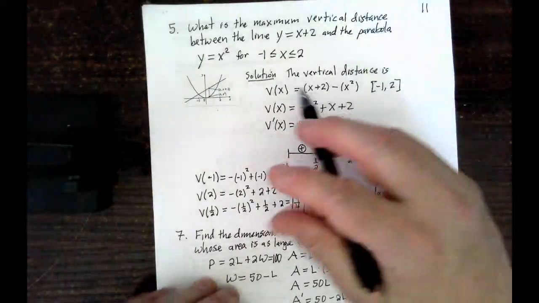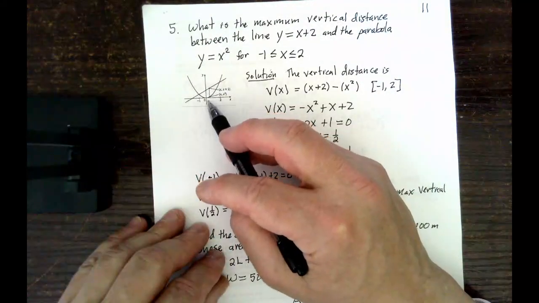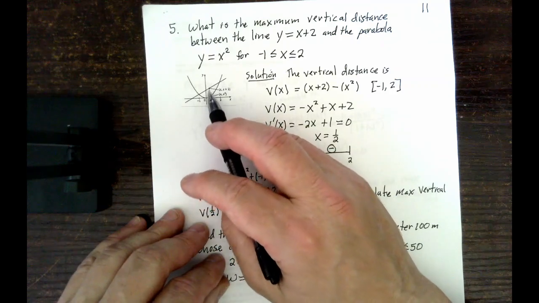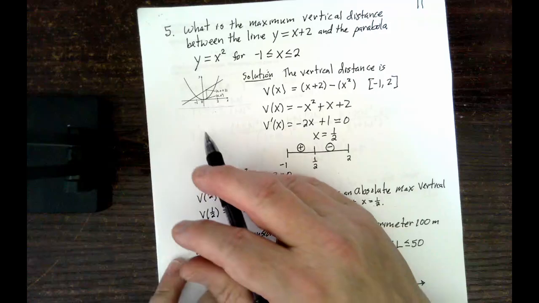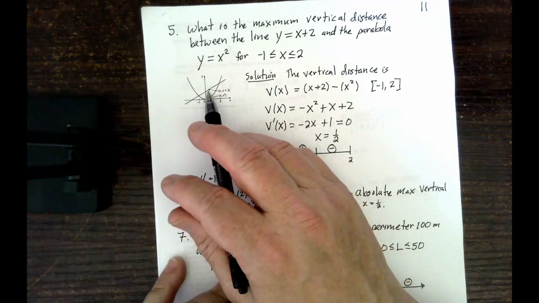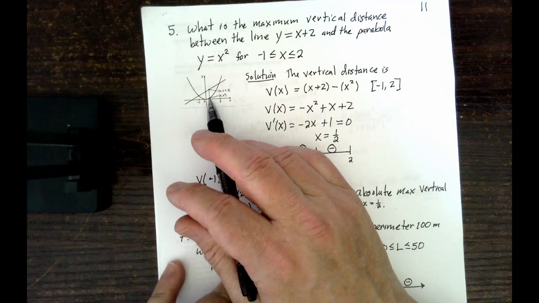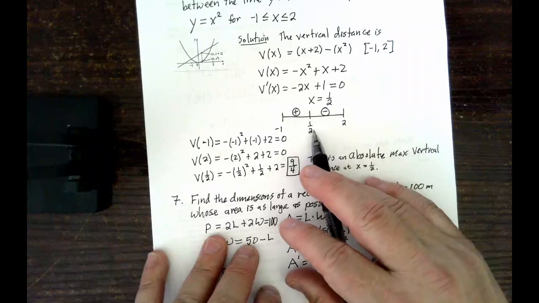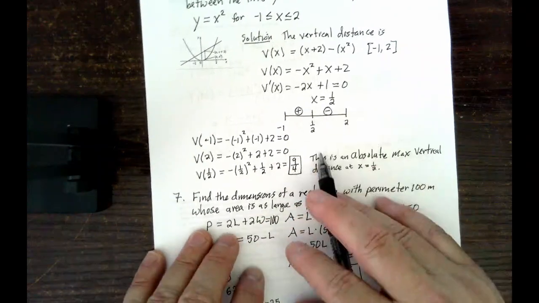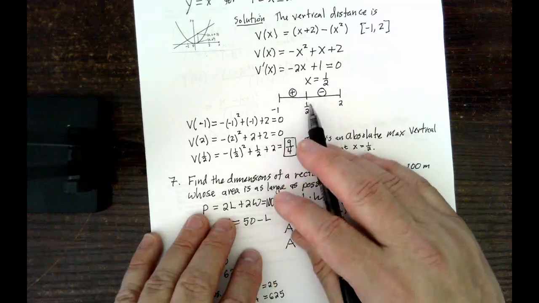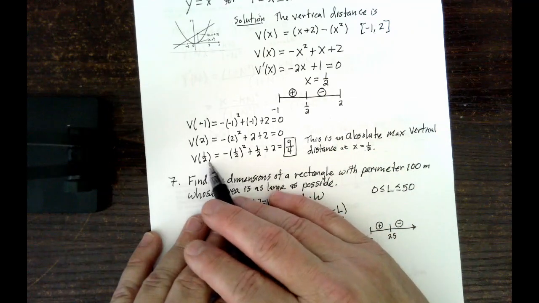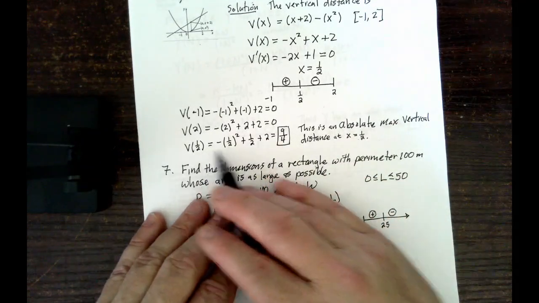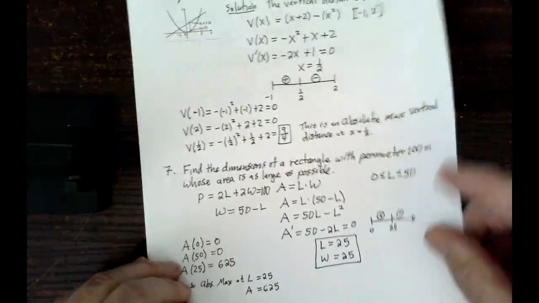Number 5, what's the maximum vertical distance between this line and the parabola? And they limit you between minus 1 and 2, and so you're looking at some point right about here. So your vertical distance v is the difference between the y-coordinate x plus 2 and x squared. So you take the derivative, set it equal to 0, and you get 1/2, and you check between minus 1 and 2, and you find that the absolute max is when x equals 1/2. So x equals 1/2, and the vertical distance v is 9/4 when x equals 1/2.